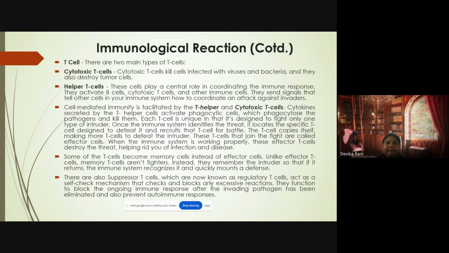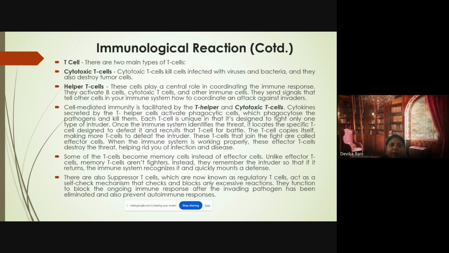Now we come to the T cell. There are two main types of T cells: cytotoxic T cells, which kill cells infected with viruses and bacteria, and they also destroy tumor cells. And then there are helper T cells. These cells play a central role in coordinating the immune response. They activate B cells, cytotoxic T cells, and other immune cells, even the macrophages. They send signals that tell other cells in your immune system how to coordinate and attack against invaders. So they help in this role.